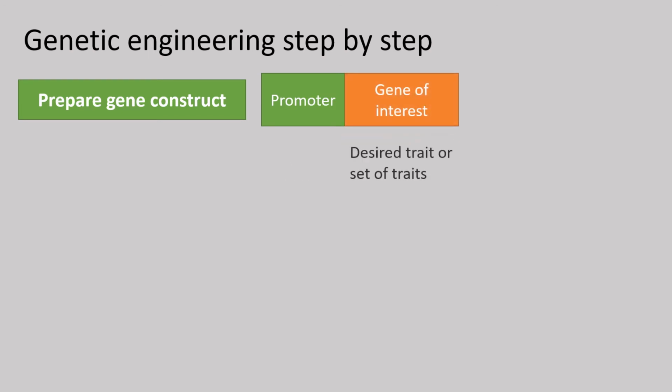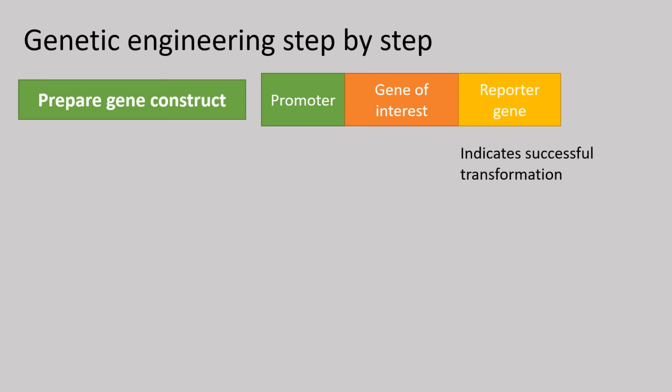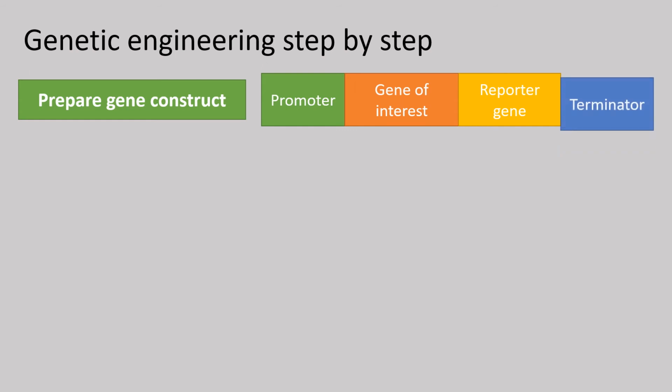Classical genetic engineering follows several steps. First, a gene construct is prepared. This construct is a synthetic DNA sequence that will be inserted in the modified organism. It contains at least 4 elements: a promoter sequence, which initiates and regulates DNA transcription, a gene of interest, which codes for one or multiple traits that the breeder wishes to improve in the plant, a reporter gene, which indicates whether the insertion of the gene construct was successful, and a terminator sequence, which indicates that the transcription of the construct should be stopped.